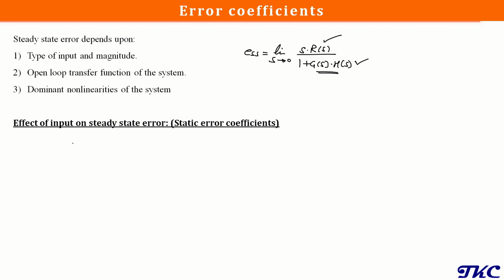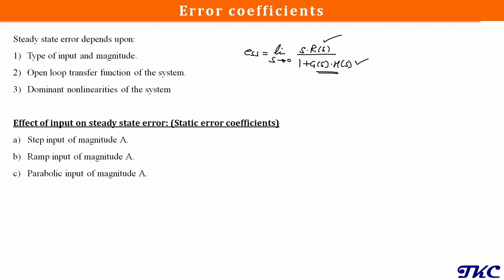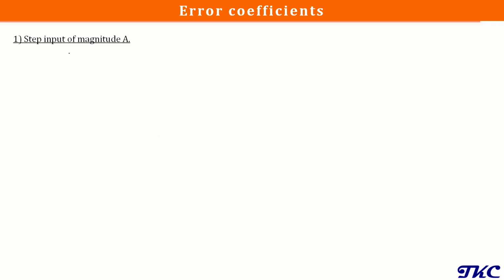So we'll determine the steady state error for different inputs. We will first consider the step input of magnitude A, then the ramp input of magnitude A, and last the parabolic input of magnitude A. So let's consider first the step input of magnitude A. For the step input, we know that R(s) is equal to A by s. This is the value of the step input. If we substitute A to be 1, it becomes a unit step input. But let's consider it in a general way as A by s, where A defines the magnitude of the signal.